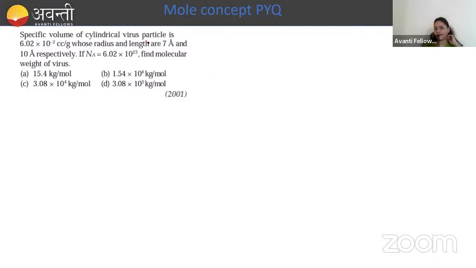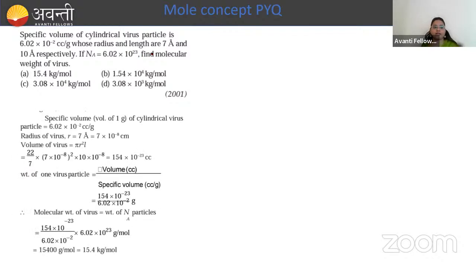The particle is this much, whose radius and length are given to us. Find out the molecular weight of a given virus. So this problem was somewhat bigger and needs more calculation. So see here what will be the answer. We are given the specific volume for a cylindrical virus particle, that is this much cc per gram, whose radius is r equal to 7 angstrom and length is 10 angstrom. I have converted it into centimeter.